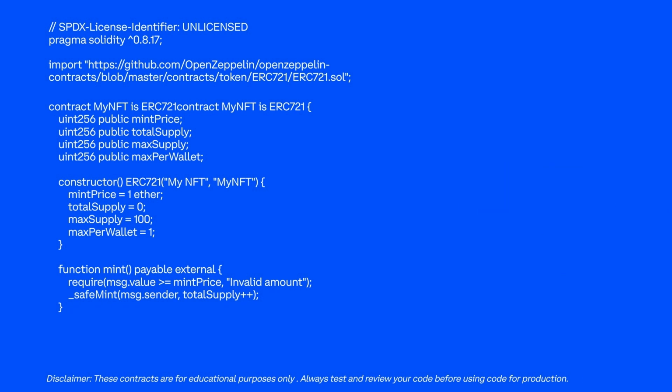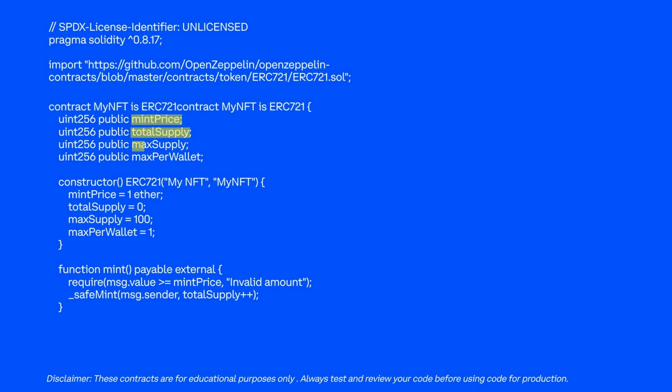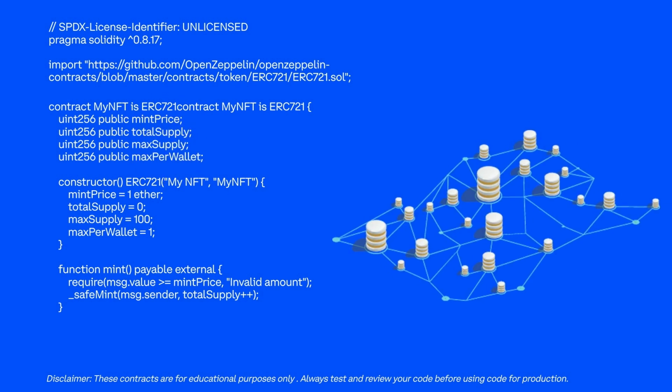Next, let's look at the data or state of our smart contract. In the case of our NFT contract, we need some place to store state variables, such as our mint price, total supply, etc. The obvious solution is to persist this information permanently on the blockchain.